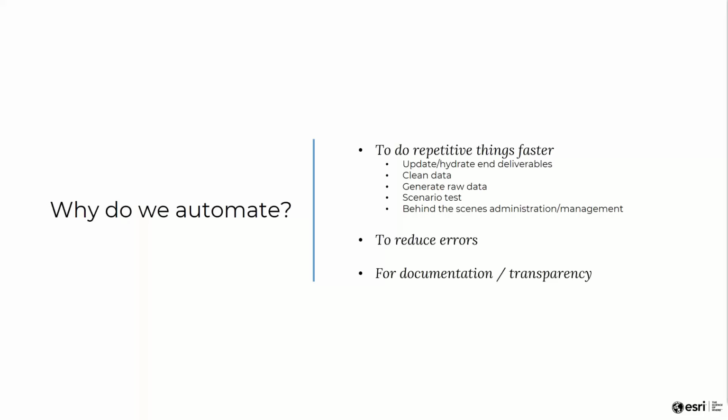So easy question up front, why do we automate? Well, one, we want to do repetitive things faster. And this can be everything from updating maybe some raw data to hydrating deliverables. Maybe that's a dashboard, maybe it's a map, maybe it's some other kind of app, to cleaning up our data, because I've met exactly one person who really loved cleaning data. Like that was just their favorite thing. But for most of us, if we could make that part of the job go a little faster, that would be great. Generating raw data, we'll actually see a demo a little bit later where I use deep learning to generate some raw data and see how that can walk us through some automation.